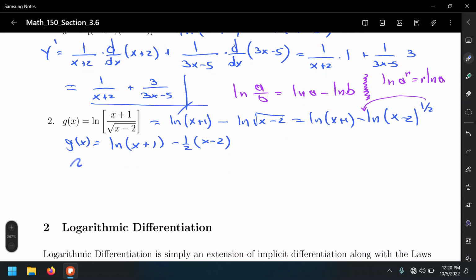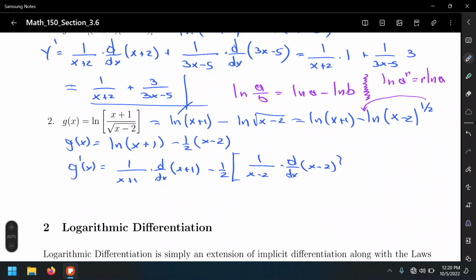Alright, so I think we're ready to take the derivative of this. So number 1, that's g prime of x, that's 1 over x plus 1 times the derivative with respect to x of the quantity x plus 1 minus 1/2 ln, 1 over x minus 2 times the derivative with respect to x of x minus 2. So in this case I could have just skipped that d/dx of x minus 2, but the reason why I'm showing all these details here is so you can see the chain rule in action along with this differentiation rule for logarithmic functions.